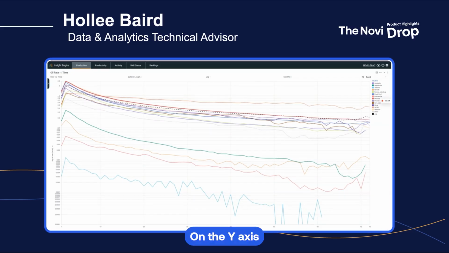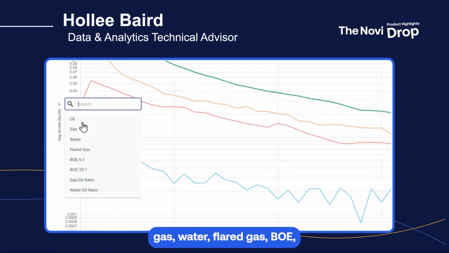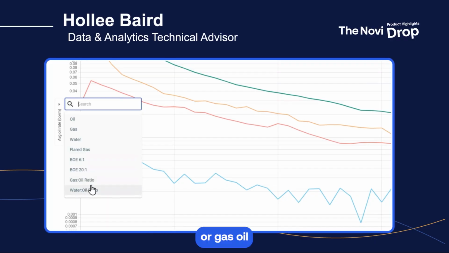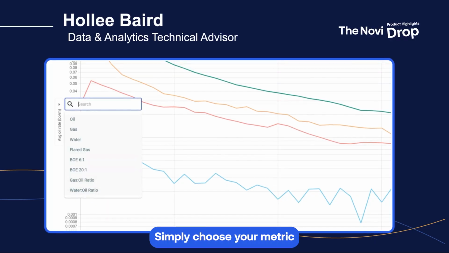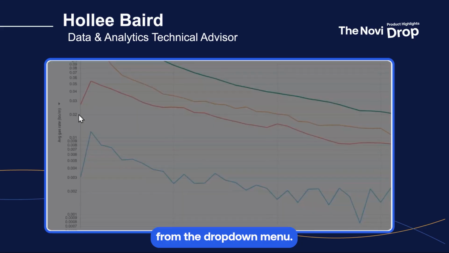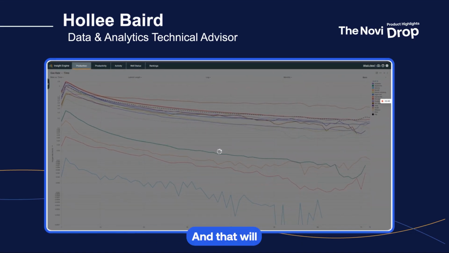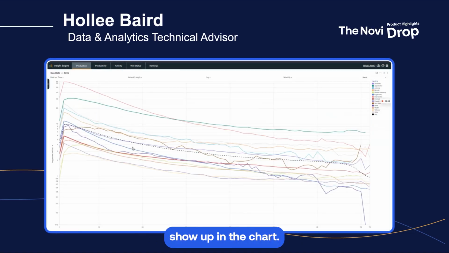On the y-axis, this is where you select the production metric you want to analyze, including oil, gas, water, flared gas, BOE, or gas-oil ratio or water-oil ratio. Simply choose your metric from the drop-down menu, and that will show up in the chart.